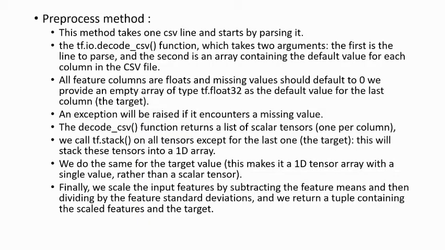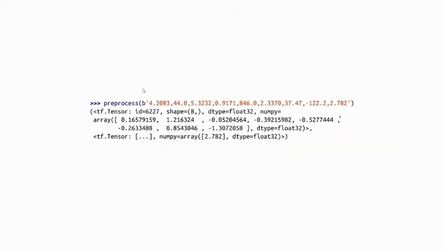The details of the preprocess method are given in this slide. Now, if we use one particular line from the CSV and pass it to the preprocess function, it gives you a one-dimensional tensor, that is the tensor ID, and the shape is 8 independent features, and it is of type float32. This is the NumPy array. That is the scaled feature value. That's about preprocessing the data, which is the third subtopic in the data API.